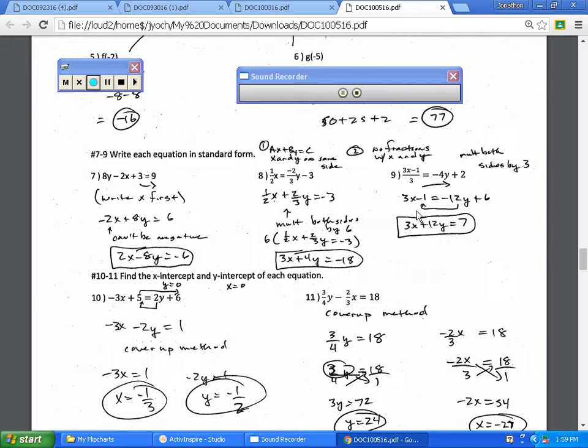Alright, 7 through 9, standard form, ax plus by equals c. X and y are on the same side. X and y don't have any fractions attached to them, and x must be positive. You have a leading coefficient, which I don't think I wrote down. I forgot the third one.